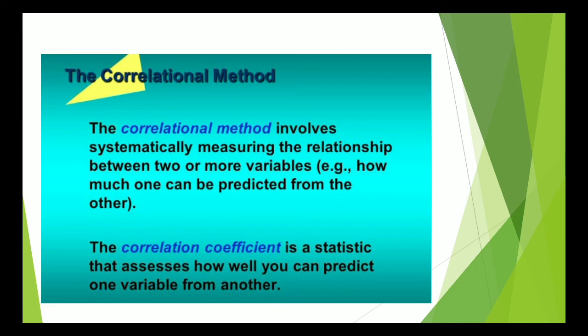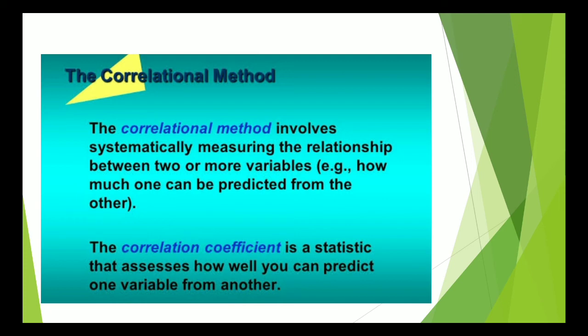So correlation method over here tries to find out or measures the relationship between any two variables or two or more variables. Okay, so variables are divided into two, that is independent variable and a dependent variable. Independent variable would be the cause, whereas the dependent variable is the effect. So correlation method tries to find out the relationship between the cause and the effect. That is known as a correlation method.